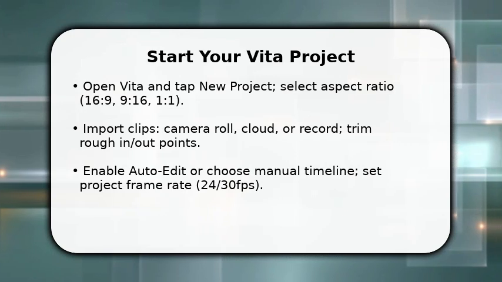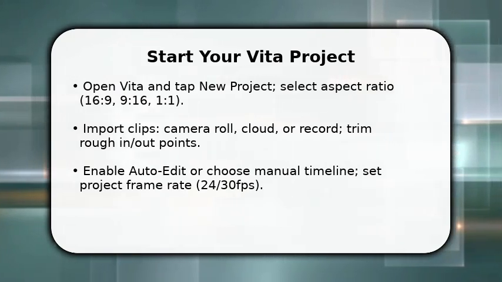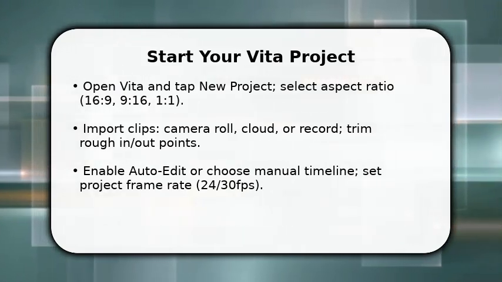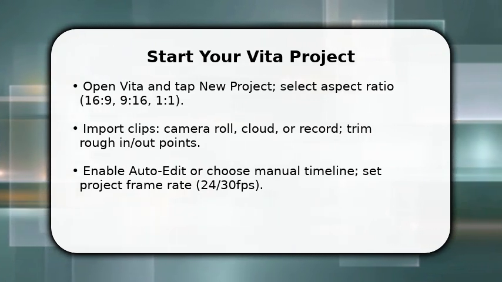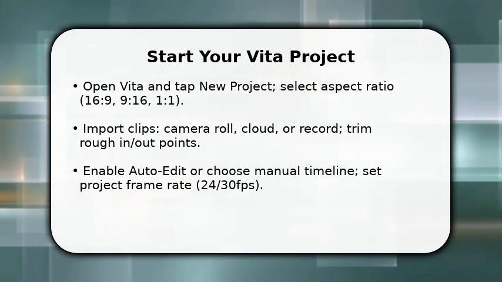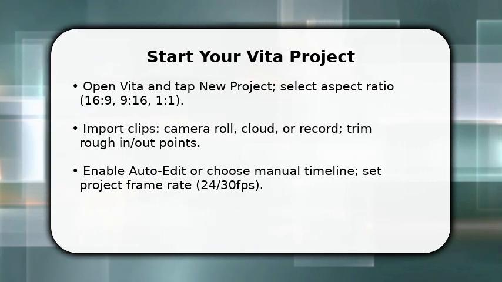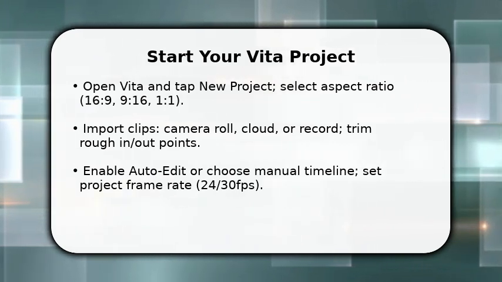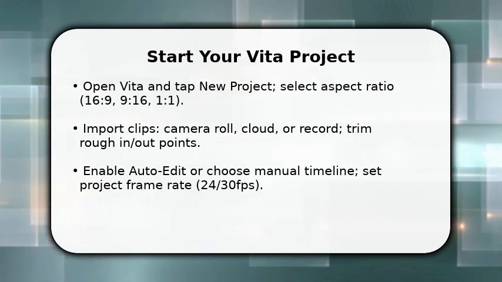You start by creating a project in Vita and choosing the correct aspect ratio for your platform. This matters for framing and export. Next, import your source clips from the camera roll or cloud, then quickly set rough in and out trims so you only keep useful footage.